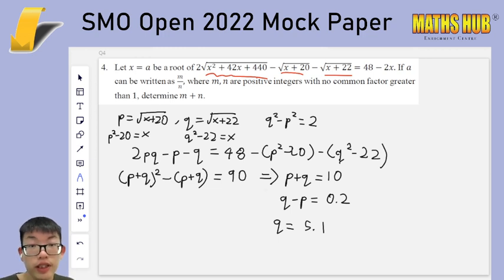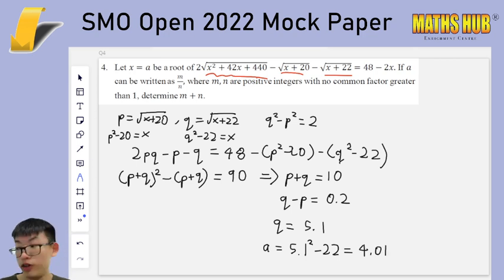So your solution, a, would be 5.1 squared minus 22, which is 4.01. And for 4.01, the answer extraction is to write it as a fraction and add the numerator and denominator. So it's simply 401 over 100 and the answer is 501.